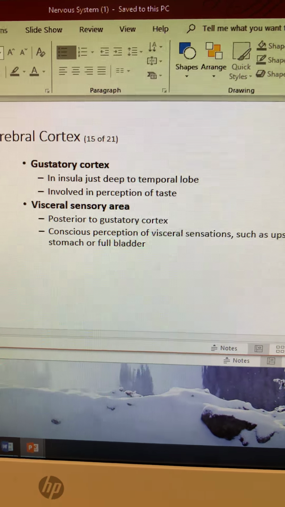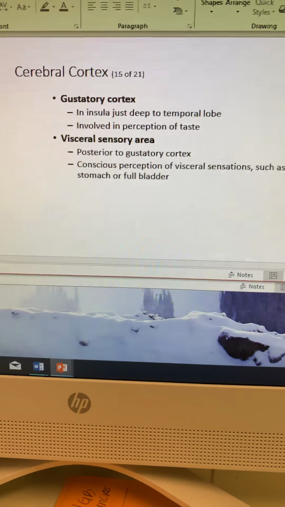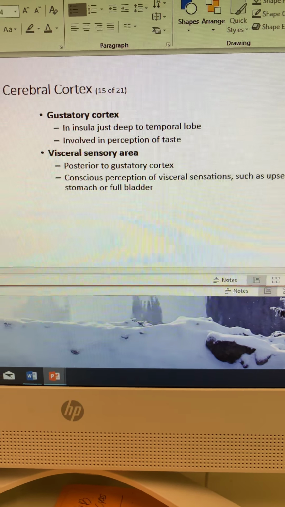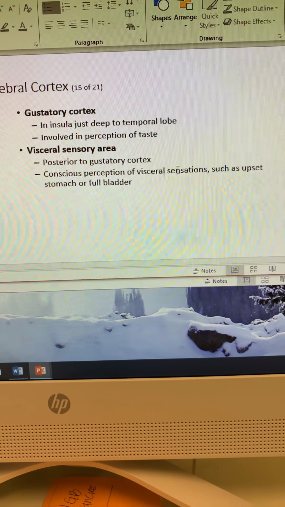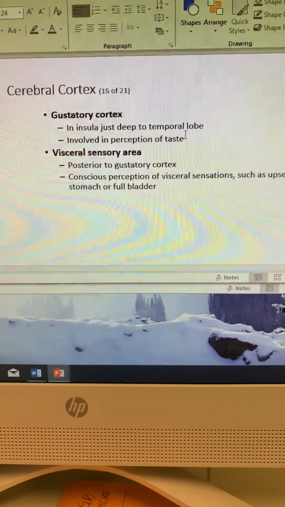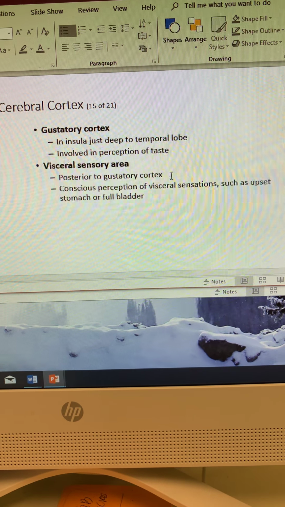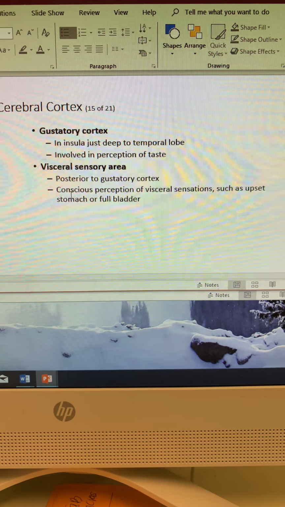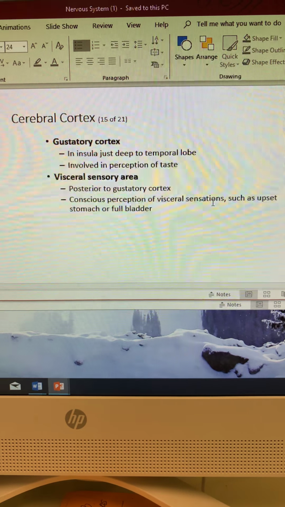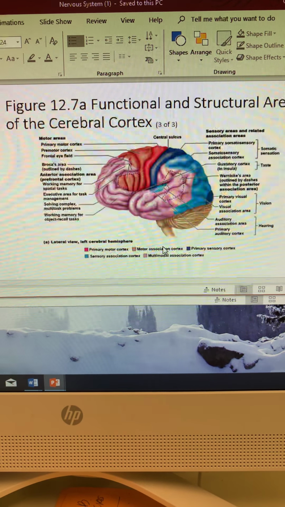Gustatory cortex, the word gustatory has to do with taste. So gustatory cortex is involved with, obviously, the perception of taste, and it's deep in the temporal lobe. Visceral sensory area, it's behind the gustatory cortex. It has to do with conscious perception of visceral sensations, like an upset stomach, full bladder, things of that nature.